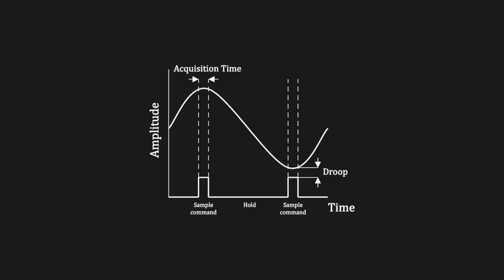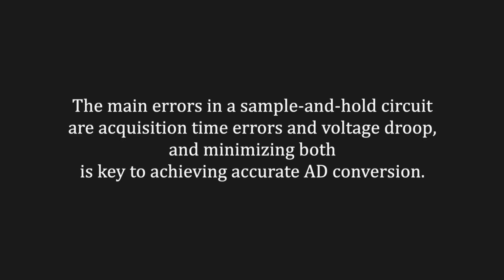Once the sample is taken, the sample and hold circuit must hold that voltage steady during conversion. Any small voltage loss, called droop, can occur due to leakage in the capacitor. Good design and component quality can limit droop to less than half of one quantization step. In summary, the main errors in a sample and hold circuit are acquisition time errors and voltage droop, and minimizing both is key to achieving accurate AD conversion.